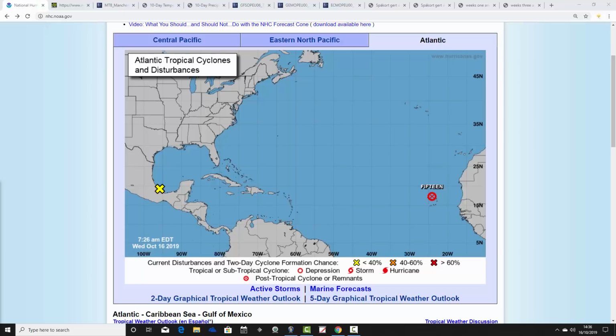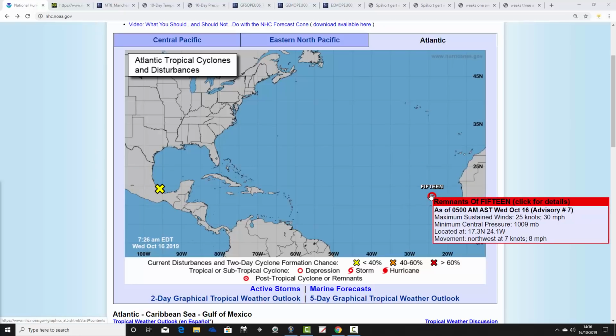So we have two disturbance areas in the tropical Atlantic at the moment. We've got this yellow X just here, and then we've got 15 over there. Let's have a look at 15 first of all. Yesterday we said that this might become Tropical Storm Nestor. In fact, it never did become Tropical Storm Nestor. What happened is that it just weakened from, I think, the subtropical depression that we had yesterday. Anyway, it was 15, and all we have now is the remnants of 15, giving maximum sustained winds of 30 miles an hour with a central pressure of 1,009 millibars, and it's moving northwestwards at 8 miles an hour.